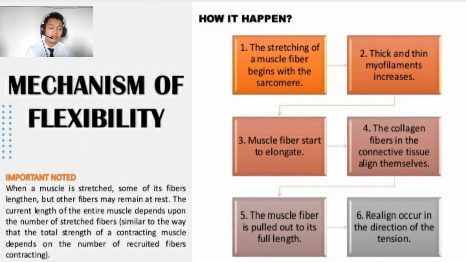After that, the collagen fibers in the connective tissue align themselves, which means the muscle fiber is pulled out to its full length. This realignment occurs in the direction of the tension. Important note: when a muscle is stretched, some of its fibers lengthen, but other fibers may remain at rest. The current length of the entire muscle depends upon the number of stretched fibers, which is similar to the way the total strength of a contracting muscle depends on the number of recruited fibers contracting.